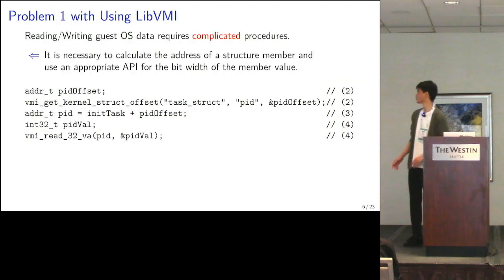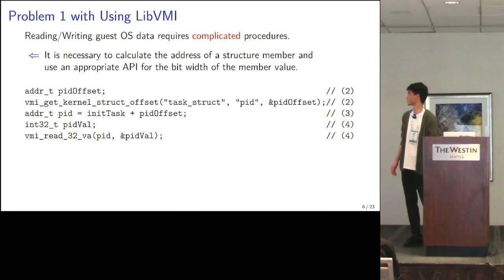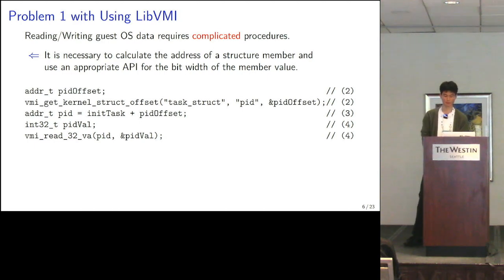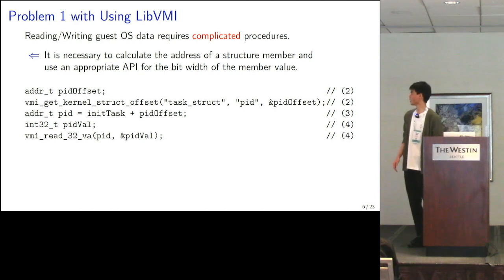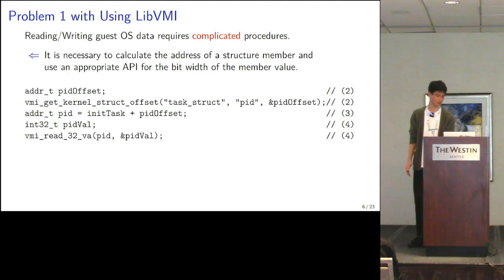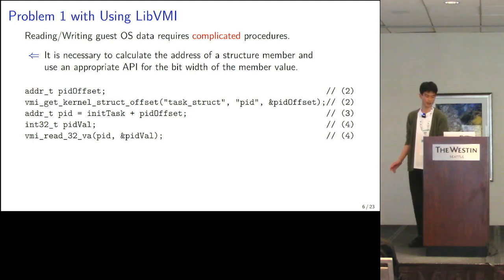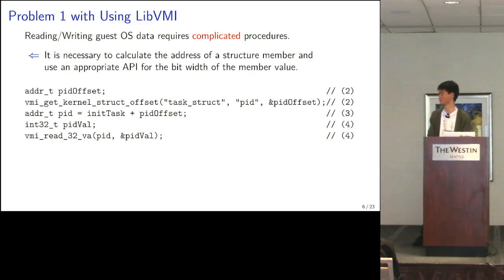Through the program in the previous slide, I want to point out 2 serious problems in using LibVMI. The first one is that reading and writing guest OS data requires complicated procedures. As seen in the previous slide, it is necessary to calculate the address of a structure member and use an appropriate API for the bit width of the member value, in this case, member pid.